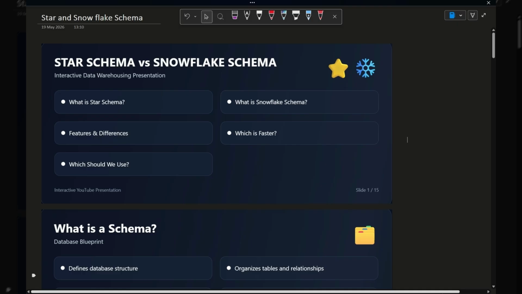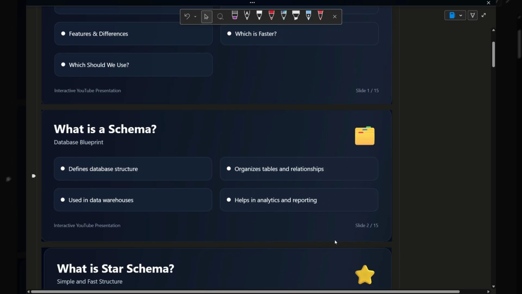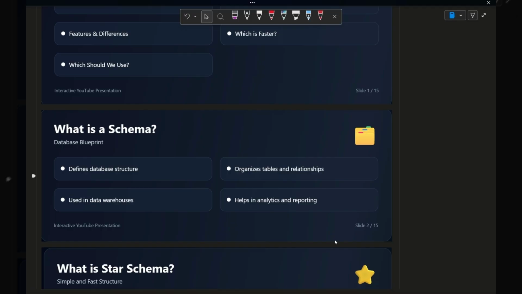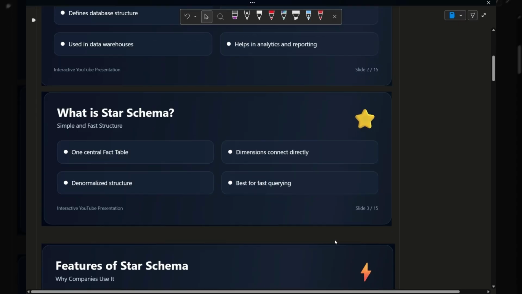So let's start with the basics, that is, what is a schema before diving into the main concept. Schemas are basically the structure that defines the database structure, and from the schema we will be knowing the relationship between the tables, and also a clean schema will help in clean analytics and reporting. So let's move on to what is star schema.